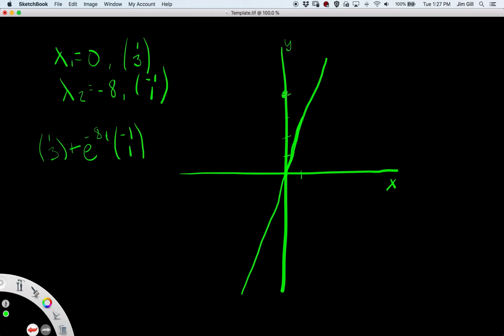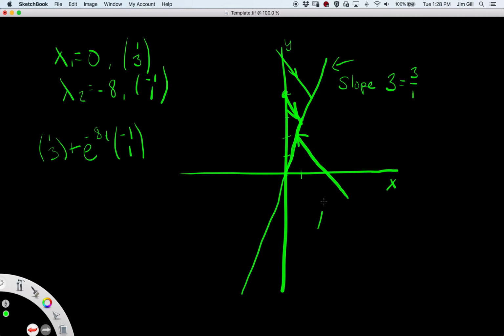So this solution starts here, and as time goes by, the e to the negative 8t part takes less and less of a role, and we converge towards the point 1, 3, which is right here. So we're going in this direction, along this line, over time. In fact, all solutions will flow towards this line here, no matter where we start. If we start over here, we flow towards this line, like this, over time. And note that the slope of the line with the constant solutions is 3, because that is equal to 3 divided by 1.